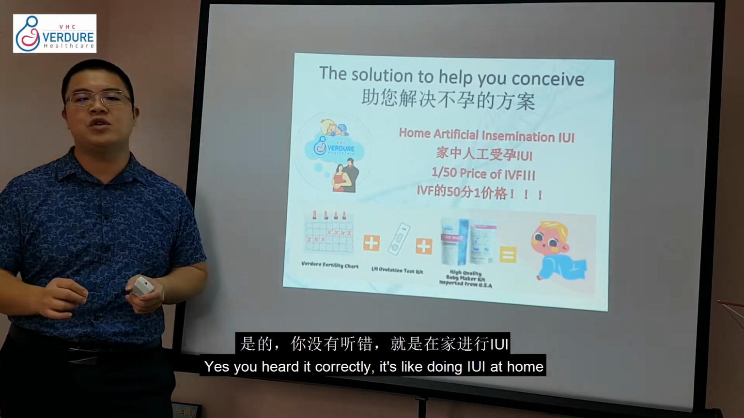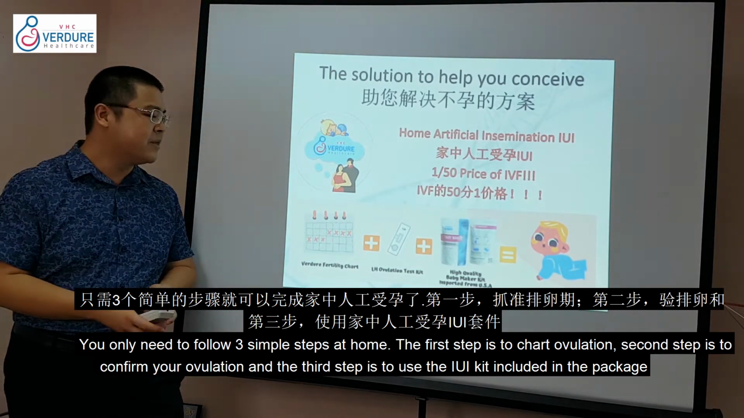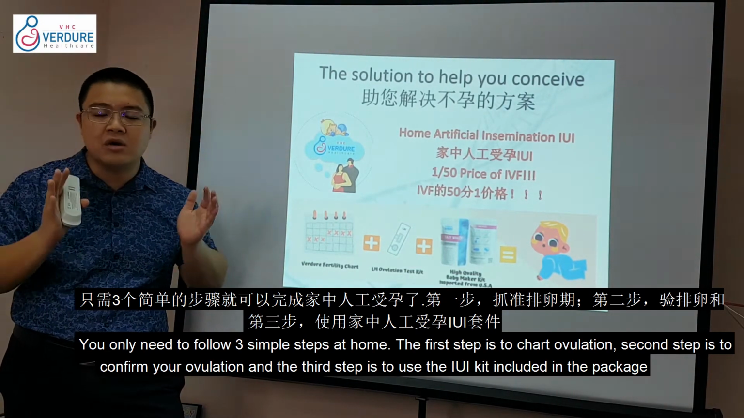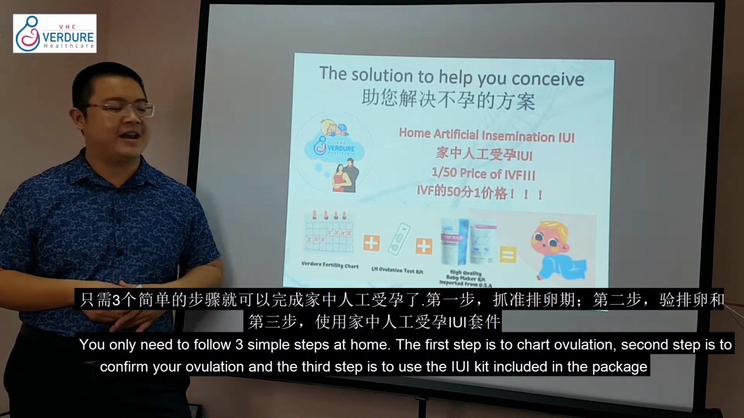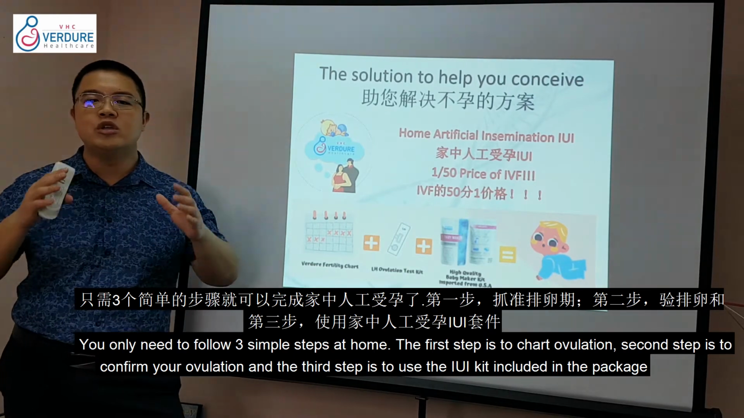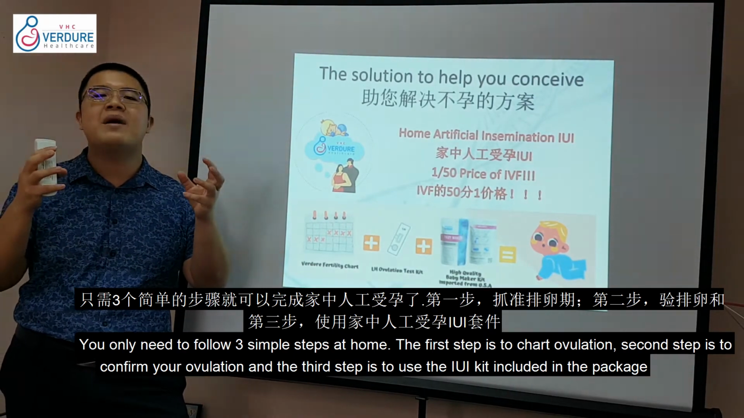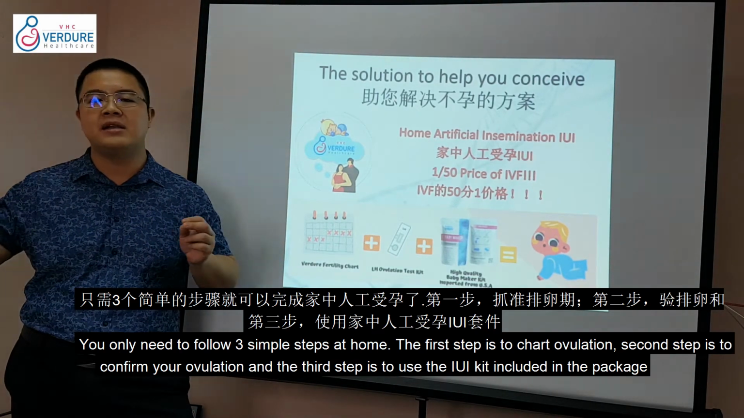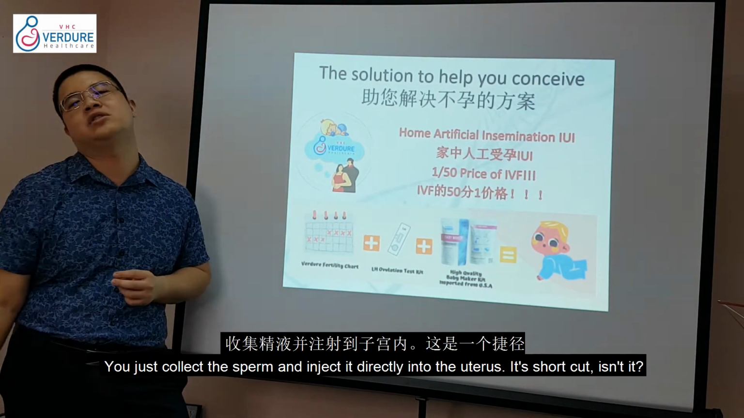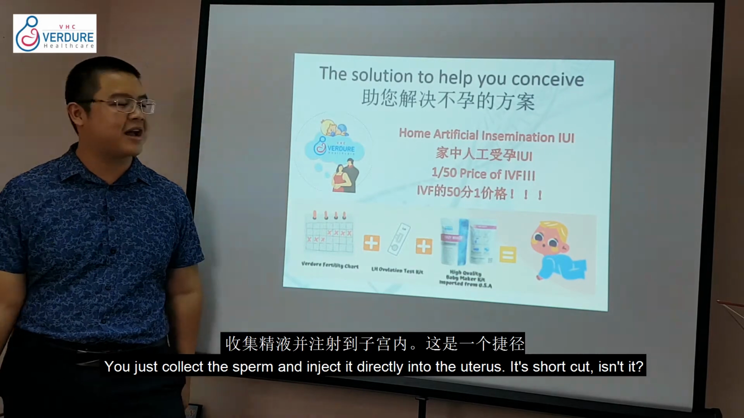Basically, all you need to do is just 3 simple steps. First of all is to chart your ovulation. Second step is to confirm that you're ovulating. And the third step would be to use the equipment, the IUI kit that we've included in the package, to collect the sperm and inject the sperm directly into the uterus. It is a shortcut, isn't it?